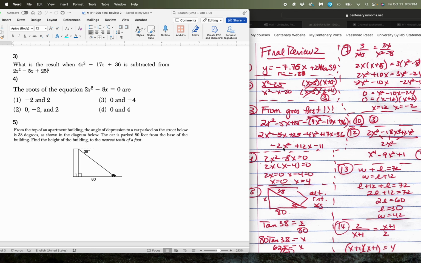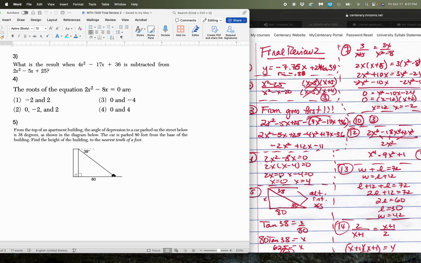2x squared minus 4x squared is negative 2x squared. Negative 5x plus 17x is 12x, and 25 and negative 36 make negative 11. Number 4, the roots, factor. They share a 2 and an x in common, so I factor that out right here on number 4. 2x times x minus 4 is 0.